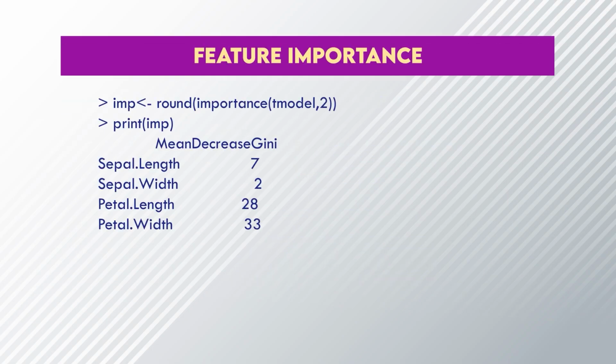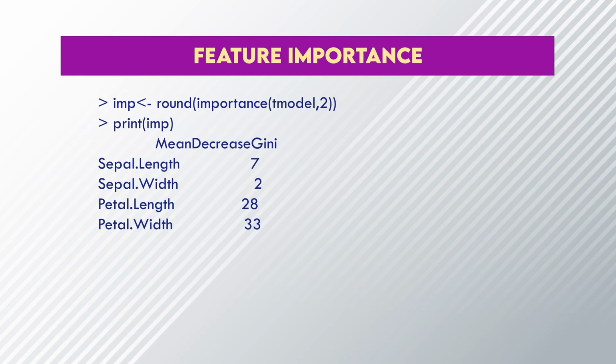Okay, so again you can also check the feature importance part of it. You just write importance, then write the model name. It will give you the Gini index, which shows the most important features in decreasing order. So mean decrease Gini. So this is the Gini index.